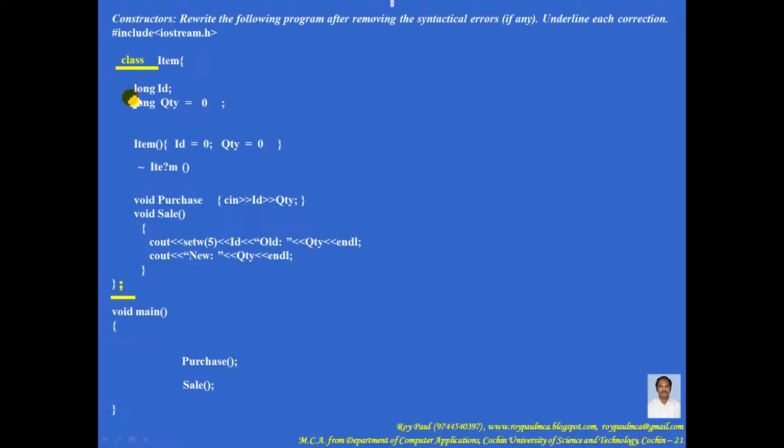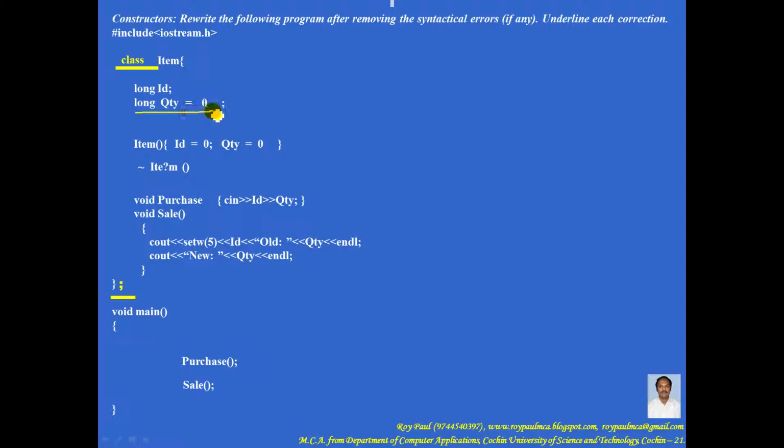Now inside the class, this is a data member, no mistake. This is another data member. Now a data member should not be initialized at the point of declaration. So inside a structure, inside a class, members should not be initialized. This equal to is not allowed.